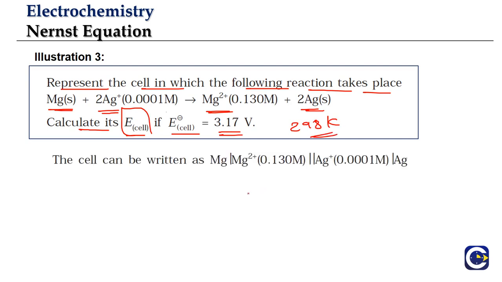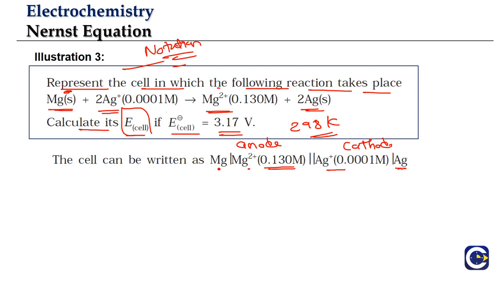So the first thing they are asking is to represent the cell. Represent the cell means they are asking what is the cell notation. Remember we have discussed this in the previous video. How do we represent a cell? Cell will be represented by having your anode part on the LHS and the cathode part on the RHS. So how do we know which is the anode? We can see that the magnesium is undergoing oxidation, that is the anode. So we'll have magnesium becoming magnesium 2 plus, oxidation. We have to also express the concentration, which is 0.13 molar, and then one double vertical line.